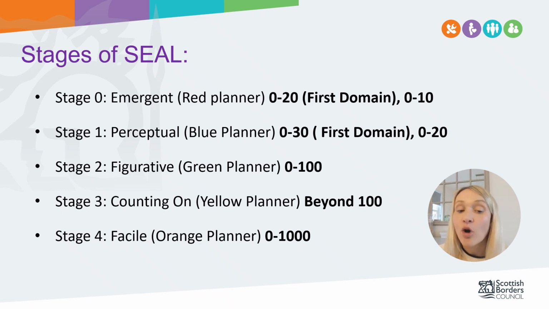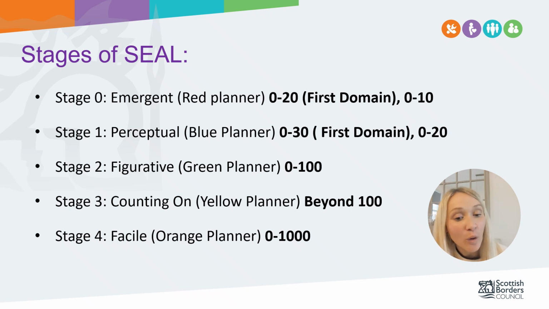Stage 2 is called the figurative level, and it's outlined in the double-sided green planner. And we're now moving on and extending the number range from 0 up to 100. Stage 3 is the counting on stage, and it is outlined in the double-sided yellow planner. And this is us now working in numbers beyond 100 for the first 2 domains, and then for the rest of the planner, you're still working within 100.